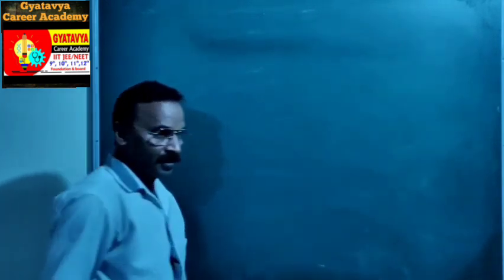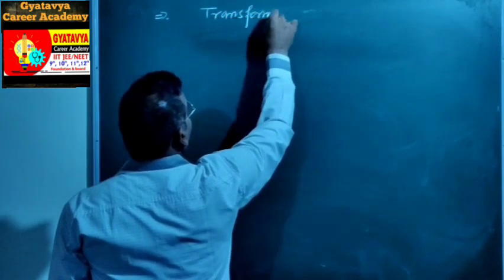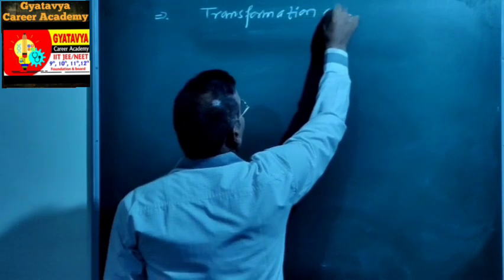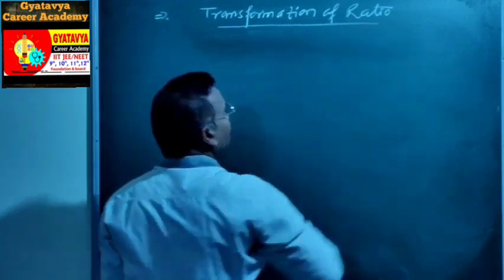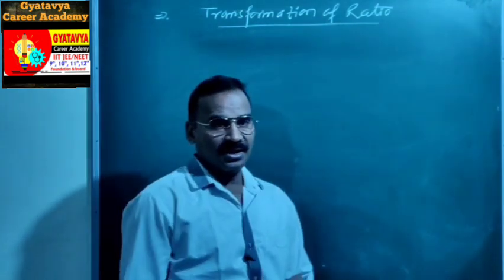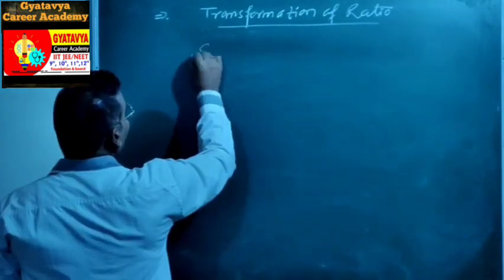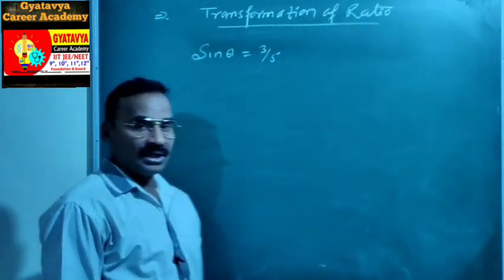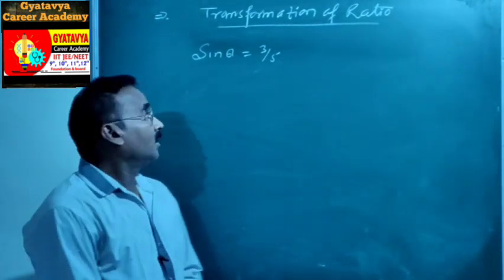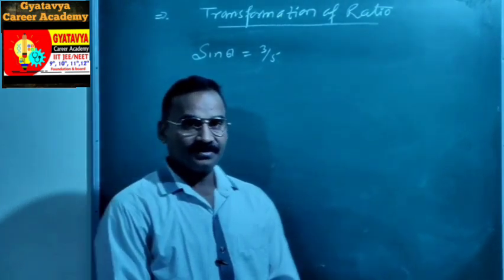Now, transformation of ratios. So I would like to ask a question. In earlier classes, class 10th or class 11th, if you are given sine theta is equal to 3 by 5, sine theta equal to 3 by 5, and you have to find tan theta, what process do you adopt?